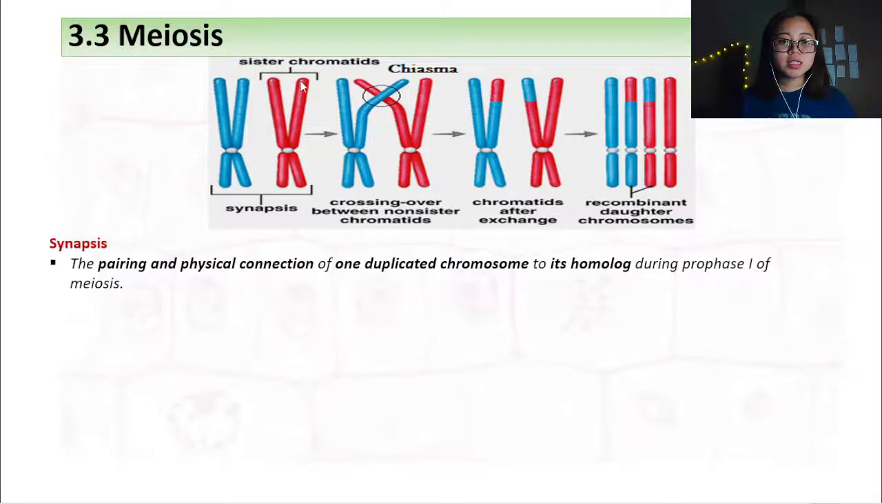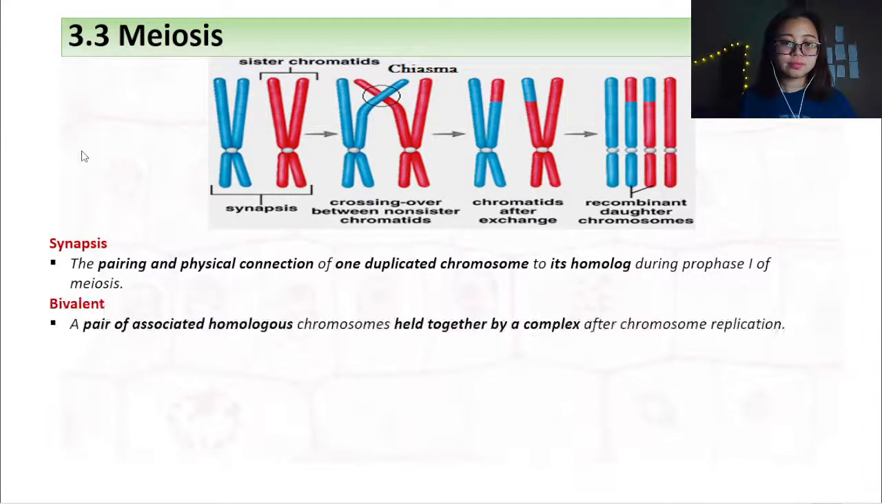What this means is, in prophase 1, they will stand side by side, and they will hold hands. Okay? Pair and physical connection. This is called synapsis.